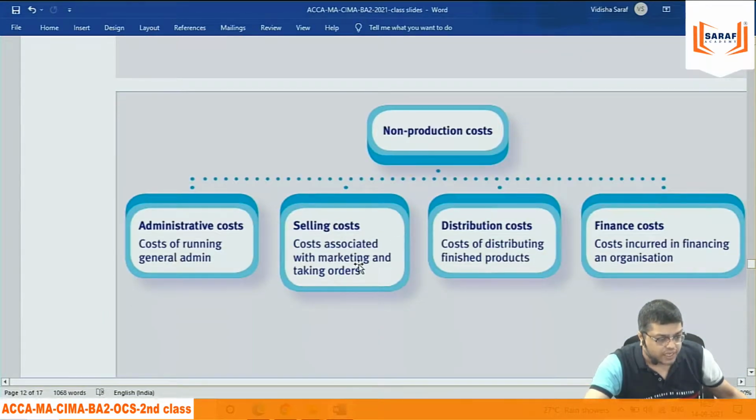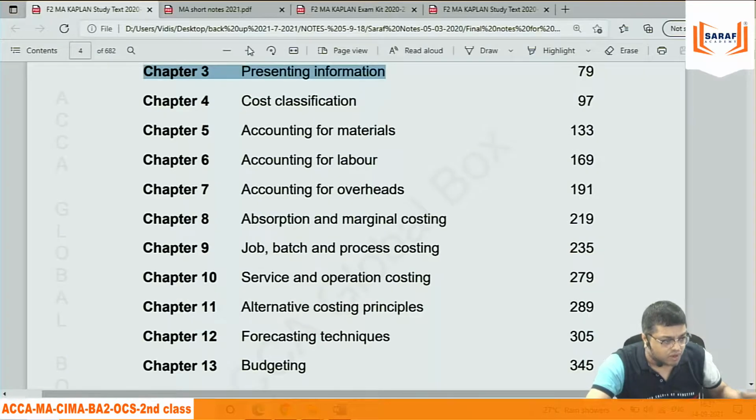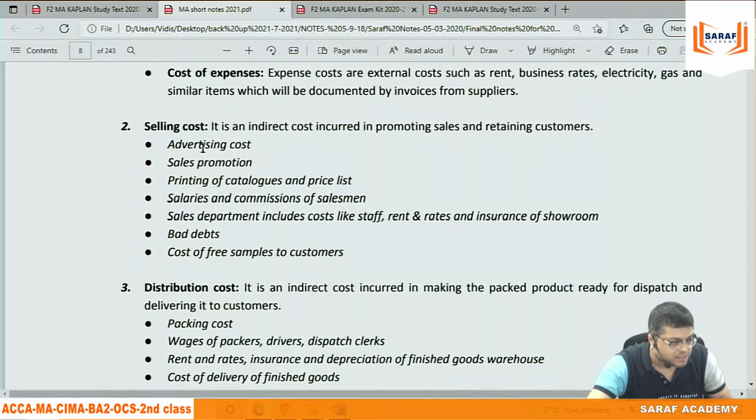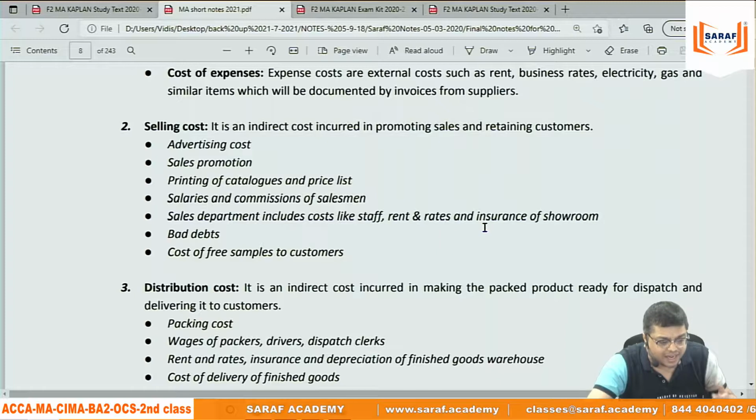Cost associated with marketing and taking orders. Distribution: cost of distributing finished products. And one more thing, when you read their explanation, selling or marketing includes advertisement, sales promotion, printing of catalog, price list, salaries and commission of salesman. Sales department includes cost, staff, tea, rent, rates, cost of free samples to customers.